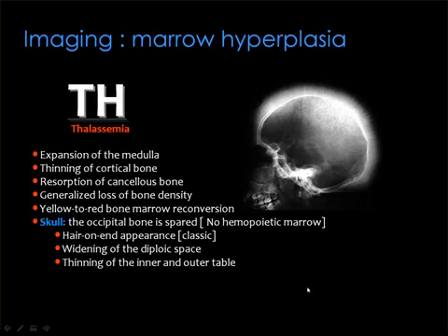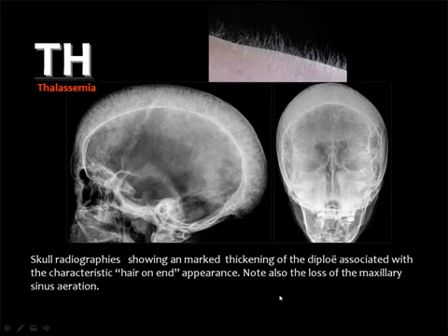There are very pathognomonic changes in the skull, which appear here in the famous radiological sign known as the hair on end appearance. This appearance is due to the hyperplasia of the bone marrow with increase in the size of the diploic space. These changes do not affect the occipital bone because there is no hematopoietic bone marrow in the occipital bone.